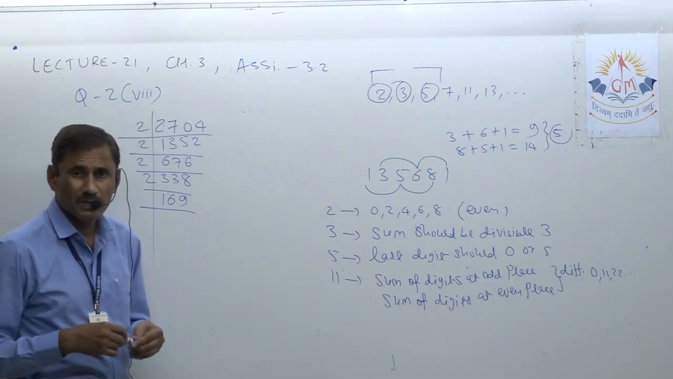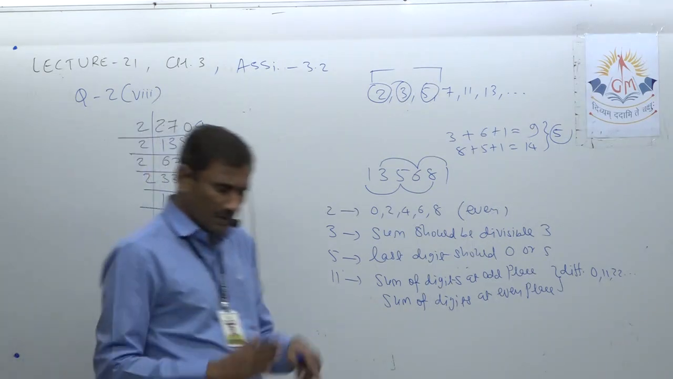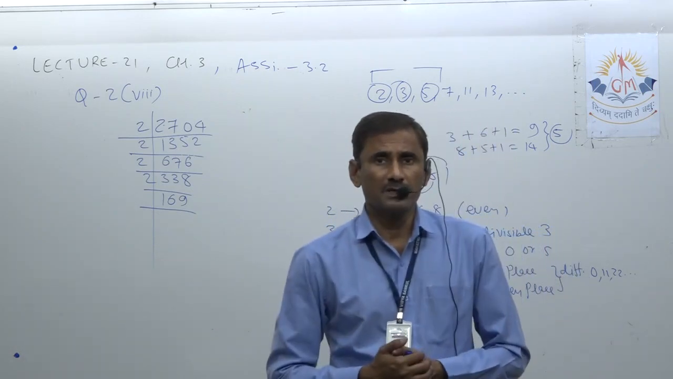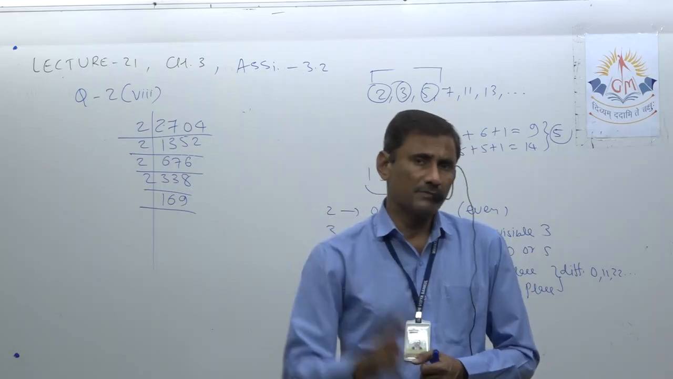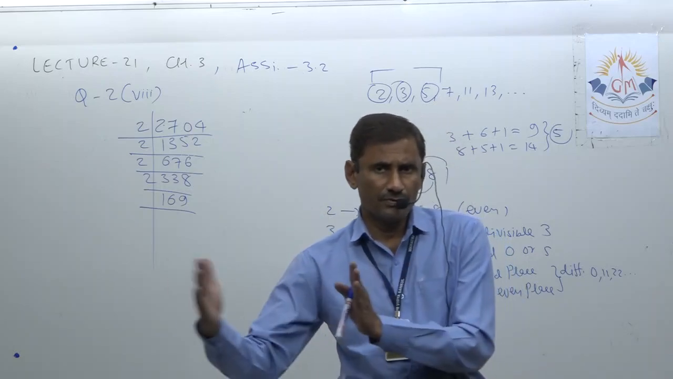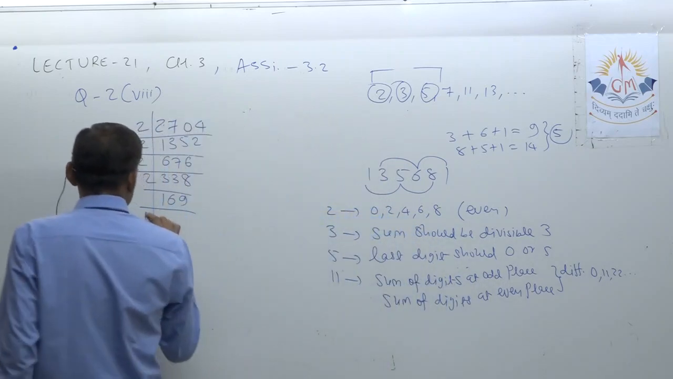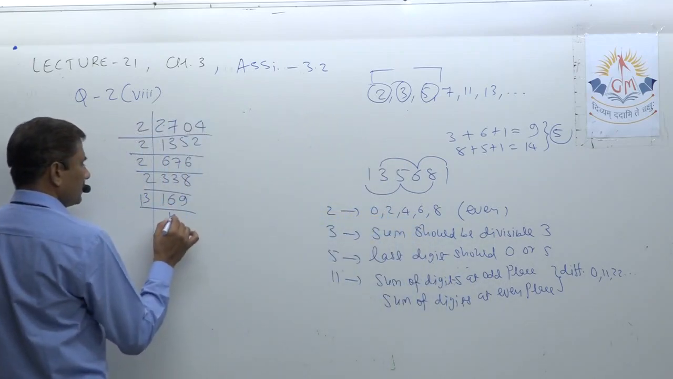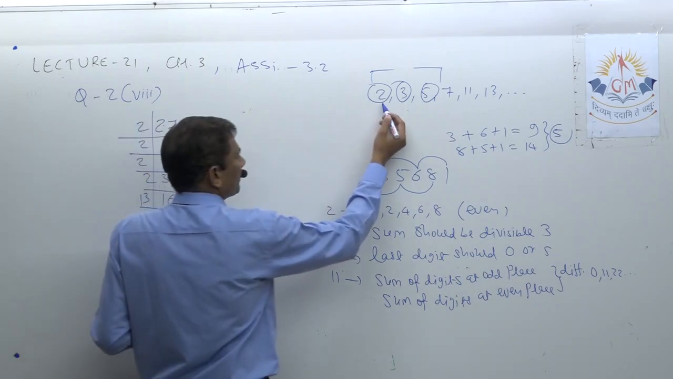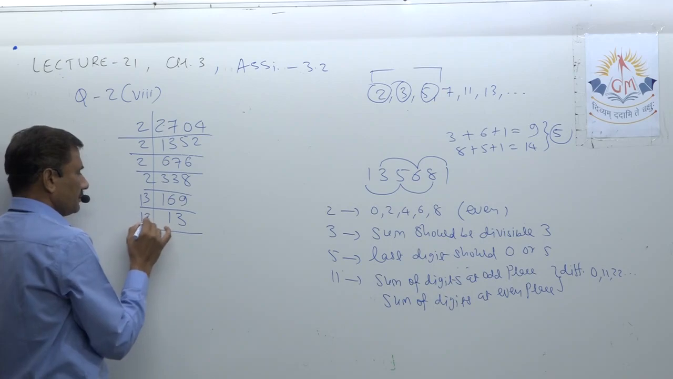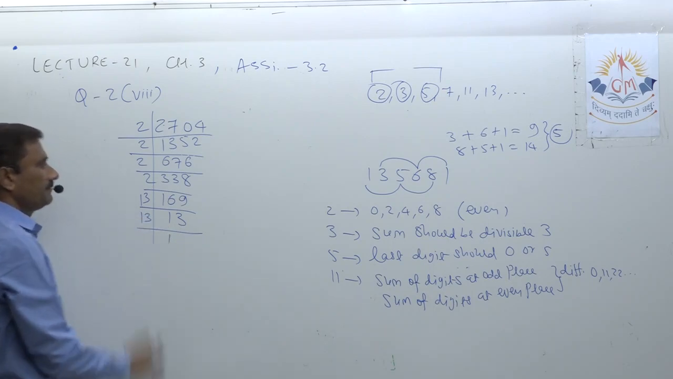So it's not divisible by 2, not by 3, not by 5, not by 7, not by 11. And you have to remember squares from 1 to 25. All squares from 1 to 25 you should remember, so that I am not wasting time dividing by these numbers. I directly reach 13 because I know it is the square of 13.